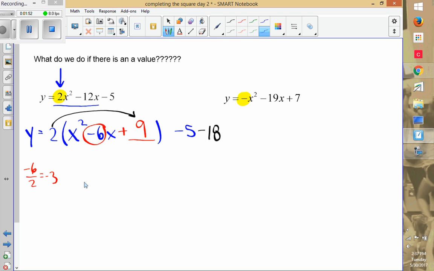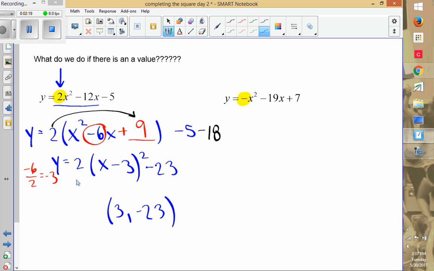So we have the 2 out front, the x squared minus 6x plus 9 that we have in here creates the square x minus 3. And then we have -5 minus 18 is going to be -23. Technically, if you would like to make a vertex of this, it would be 3, -23. This would mean that you basically just have a stretch factor in this.